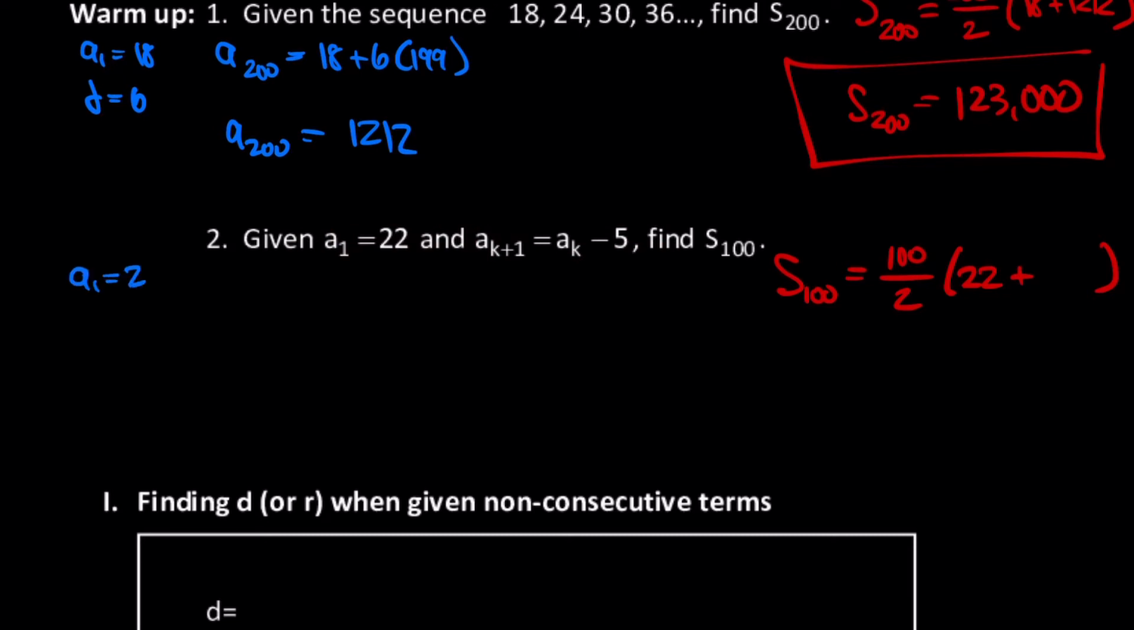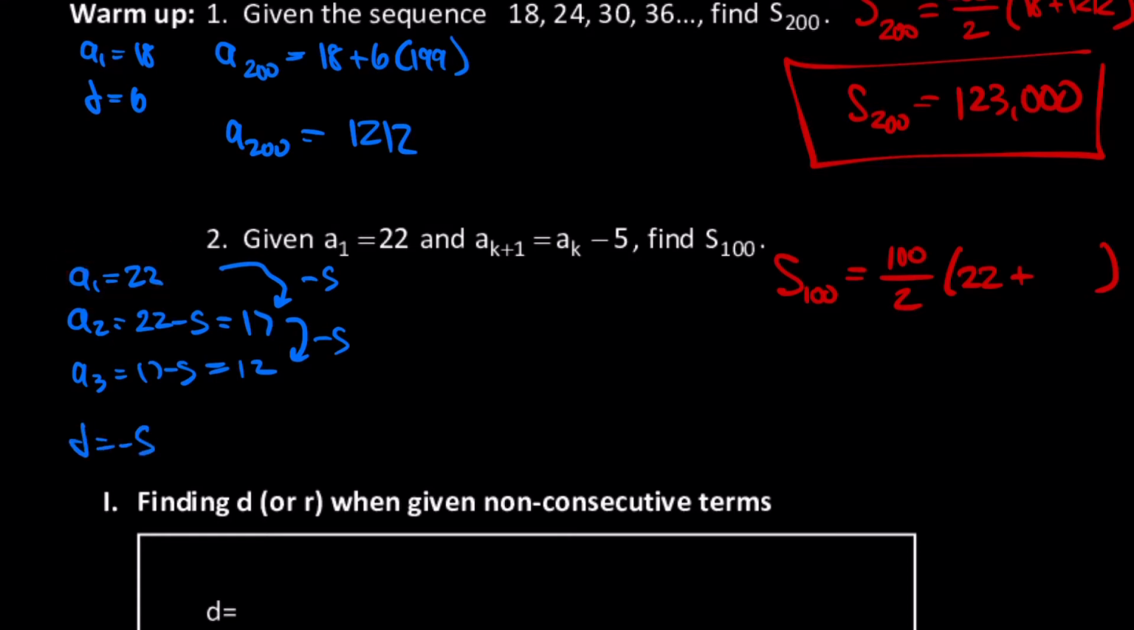I know a sub 1 is 22. A sub 2, well, I don't know what that is. How do you figure it out? What this is saying is to get to the next term, you take the previous term minus 5. Remember, that just represents the previous term. So to get a sub 2, it's simply 22 minus 5. Okay, well, what's that? 17. To get a sub 3, it's 17 minus 5, so that's 12. Well, what's going on here? We're subtracting 5 each time. So a sub 1 is 22, but d is negative 5.